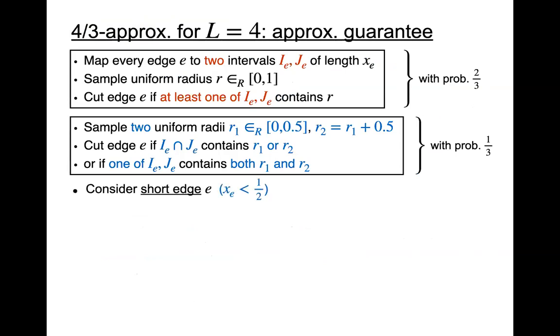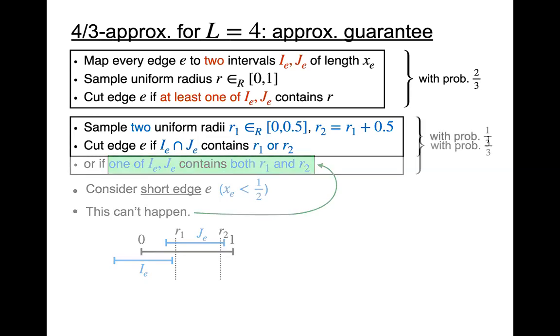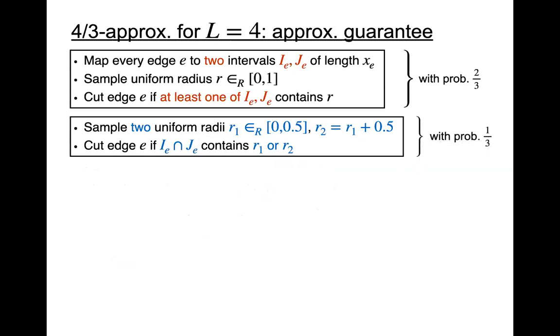So first, consider a short edge. A short edge is an edge with LP value less than half. For such an edge, this last criterion can't happen, right? It can't be that one of the two intervals associated with it contains both the radii, because the radii are at distance half from each other, and the edge is short. So let's look just at this portion of the algorithm and analyze the probability that we cut a short edge E.